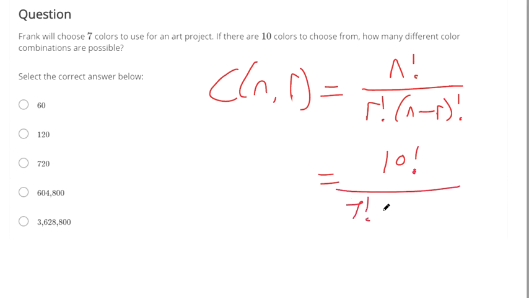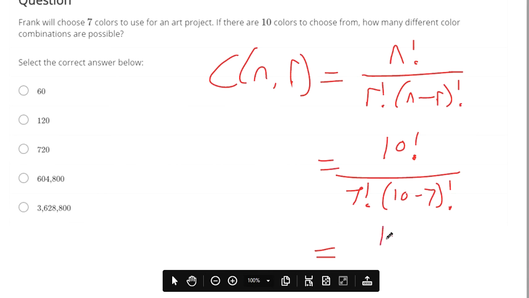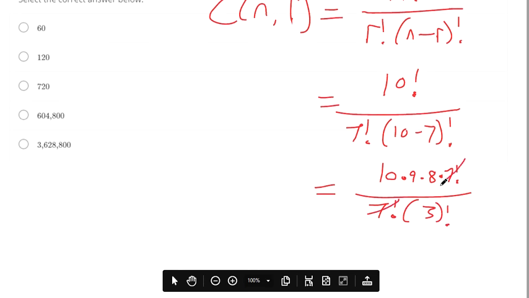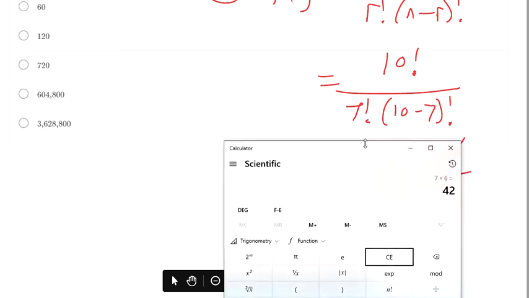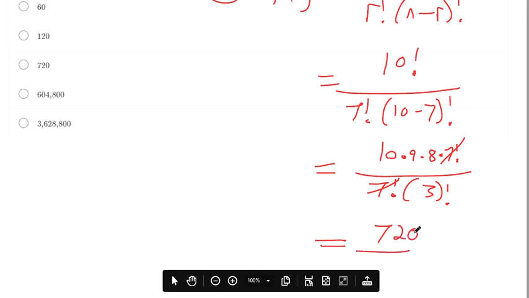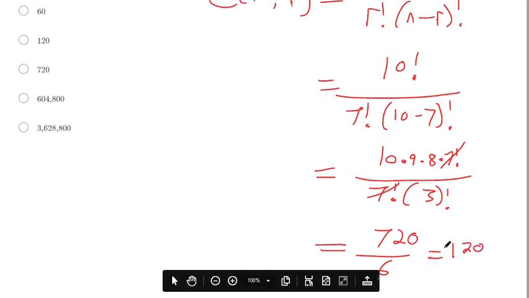So plug in the numbers where they're supposed to go. There's 10 to choose from, making a smaller group of 7. So this is 10 times 9 times 8 times 7 factorial over 7 factorial, and then 10 minus 7 makes 3 factorial. So the 7s cancel. So up top we have 10 times 9 times 8, that makes 720. And on the bottom we have 3 times 2 times 1, so that makes 6. That makes 120 different ways of picking those colors.